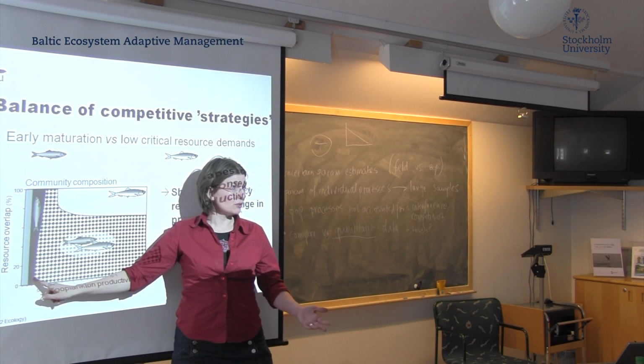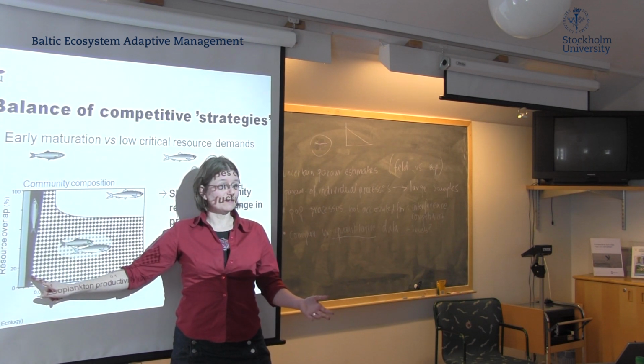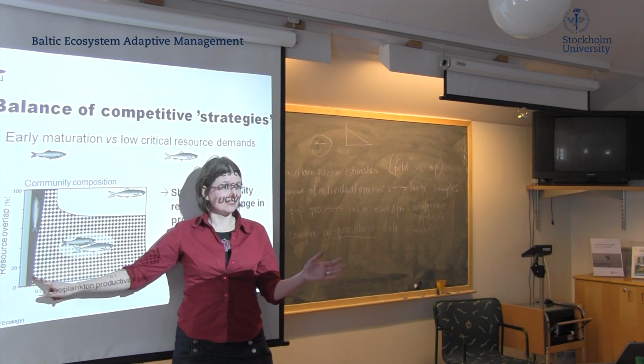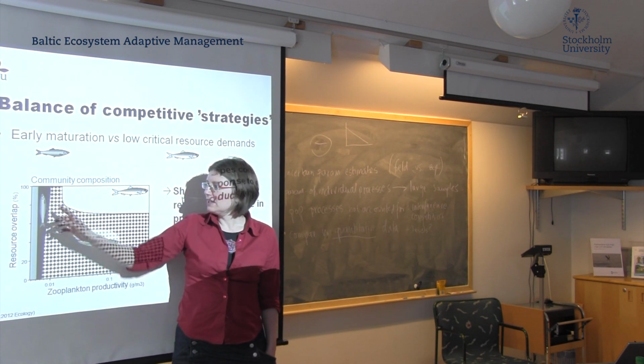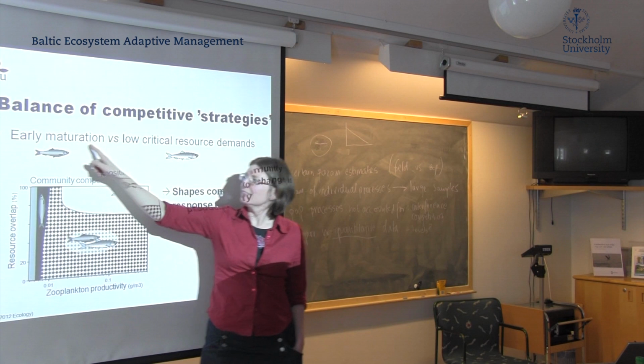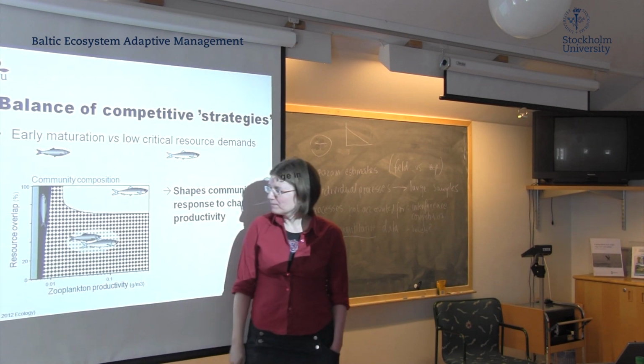So they can't reproduce, so you don't get a herring population. But there is enough resources for spread to grow to 9 centimeters. Okay, so at low resource level you only have spread. So this is the winning strategy at this low resource level, the early maturation.